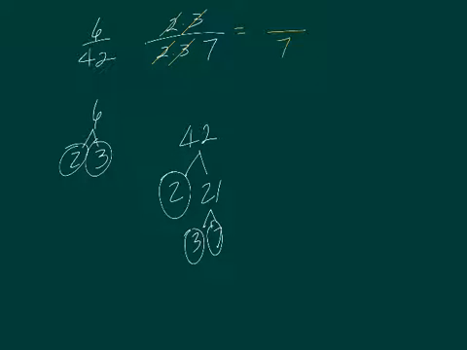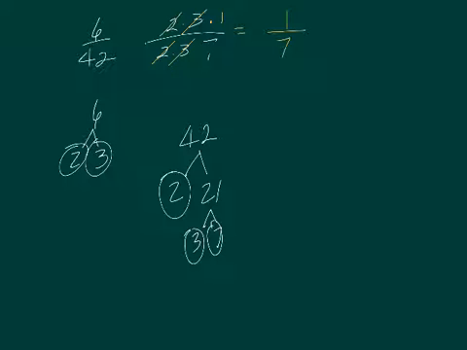Whenever you cross out everything on the top or everything on the bottom, there's always a 1 there that you assume is there, because this is 2 times 3 times 1, and this is 2 times 3 times 7 times 1. So assume that there's always a 1 left even when you've crossed out everything else, because there can't be a 0 up there. It has to be a 1.